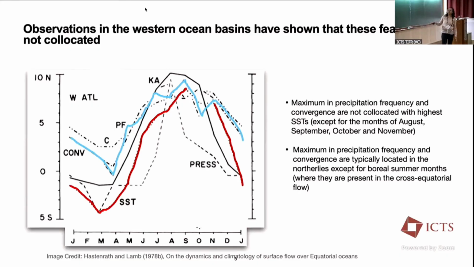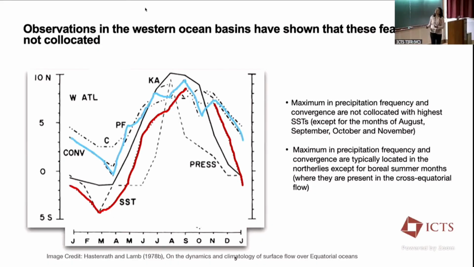You see that for most times of the year, the precipitation and the convergence maxima are to the north of this black line, which is the confluence axis. So they exist in the northerly flow. And the only time they go to the south of the confluence axis is during June, July, August. Again, this is cross-equatorial flow where the precipitation maximum is located.